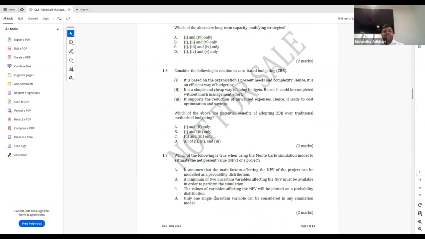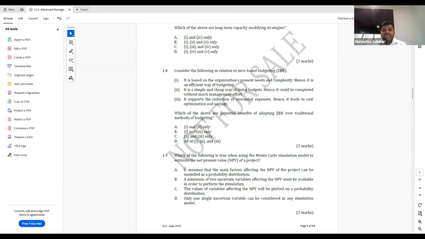A. Right. This one is zero-based budgeting, 1.8. Look at the scenario, will you? Consider the following in relation to zero-based budgeting, ZBB. While reading 1.8, it is based on the organization's present needs and complexity, and it is an efficient way of budgeting. Is it an efficient way of budgeting? Yes. It is an efficient way because in zero-based budgeting, you will rationalize the expense, and when it is rationalized, only then you will include it.